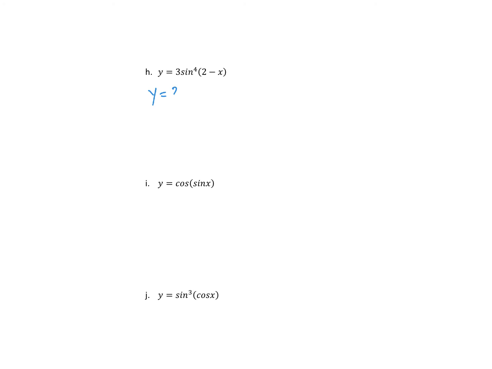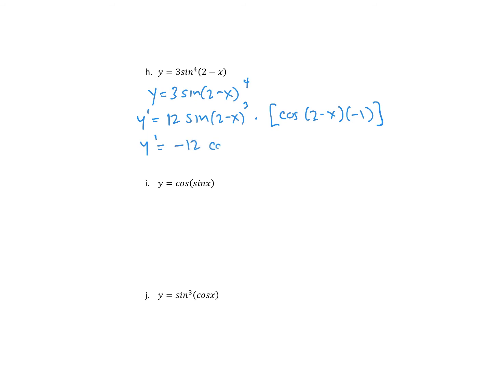Okay, in this example, I'm going to put the power 4 outside here. So now we have the chain rule. So y prime will be 4 times 3 is 12. 4 minus 1 is 3. Then we're going to take the derivative of the inside function. So the derivative of sine is cosine. 2 minus x stays the same. The derivative of 2 minus x is minus 1. So let's put the negative at the front. I'm just putting it in descending order here, by powers. So cosine of (2 minus x) has a power of 1, and then I'll put the sine at the end, which has a power of 3.